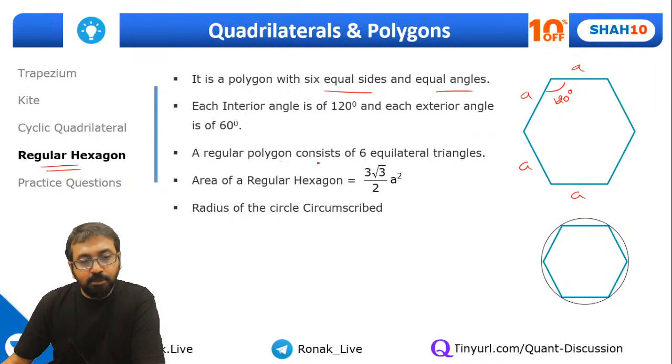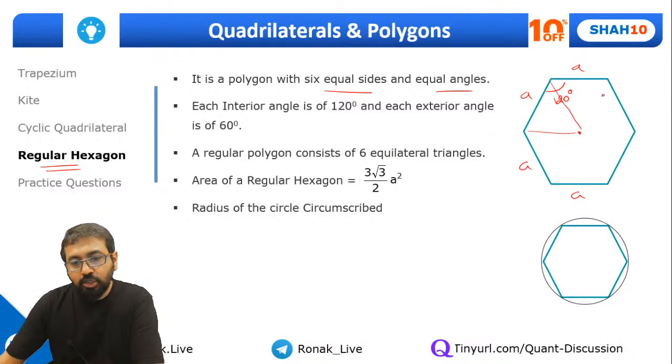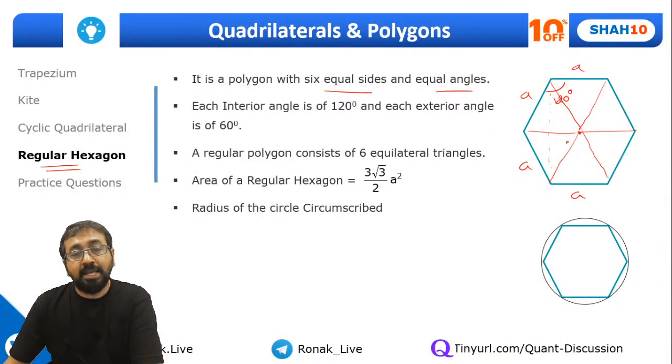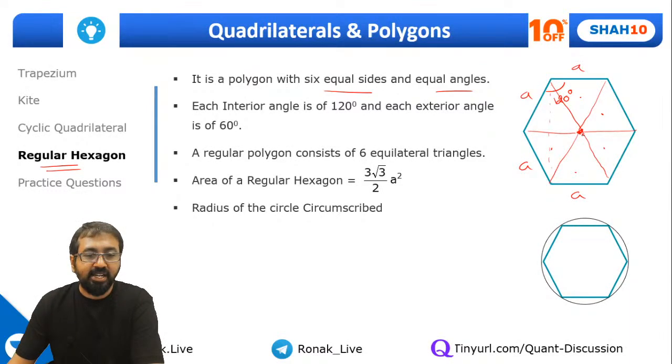And a regular hexagon consists of 6 equilateral triangles. So guys, if I just connect all the vertices with the center, it will get converted into 6 equilateral triangles. You can say I have also drawn the diagonals. So these are nothing but diagonals. If I draw the diagonals by connecting opposite vertices, they will intersect at this point, and this will get converted into 6 equilateral triangles, right? Many a time in questions you are required to use this property as well. What is the area of a regular hexagon?